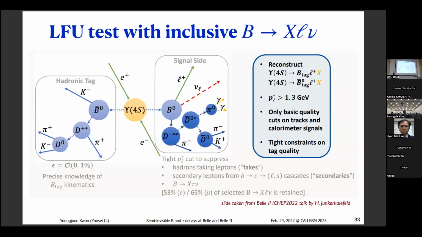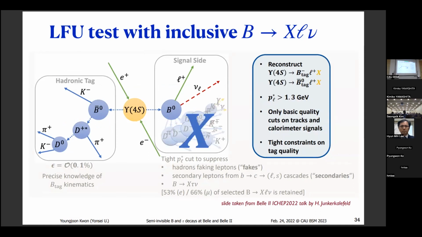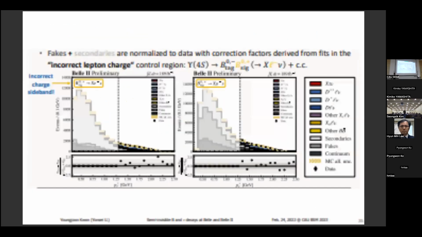Okay, so the idea is that we don't pay attention to this D star side. So we include everything, all different kinds of charm hadrons, and we just put together as X, okay? So this is what you measure. That means we tag the partner B with hadronic tagging, then we only measure the lepton, and everything else is inferred by energy momentum conservation.